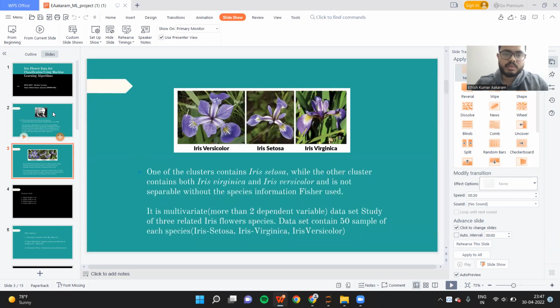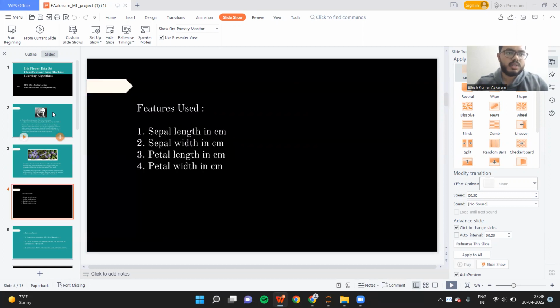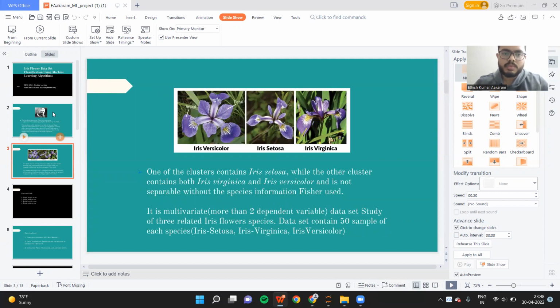Coming to the iris flower, we have three categories: iris versicolor, iris setosa, and iris virginica. Among these three categories, the setosa stands apart from versicolor and virginica, as we can see in the further slides. We can differentiate the setosa from versicolor and virginica easily, but differentiating the versicolor and the virginica is a bit difficult because their values are pretty close to each other.